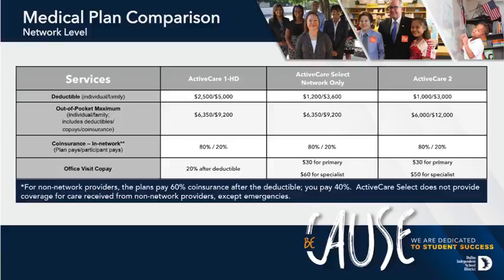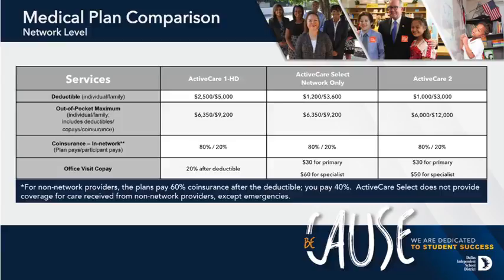Coinsurance: the percentage of medical expenses that you and the plan share. For example, the coinsurance amount when using network providers for all plans is 80-20. This means that the plan pays 80% and you pay 20% after any applicable deductible for covered services. Under the TRS One HD plan and Active Care 2, the plans only pay 60% coinsurance after the deductible, and you pay 40% for non-network providers. Active Care Select Plan does not provide coverage for care received from non-network providers except in emergencies.